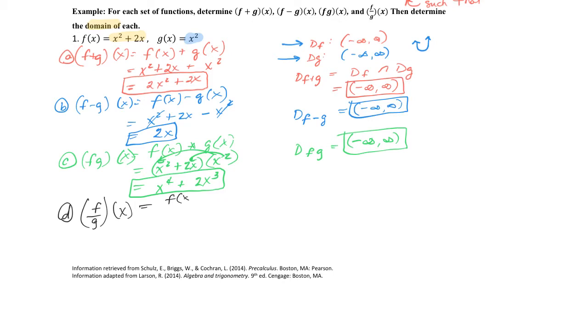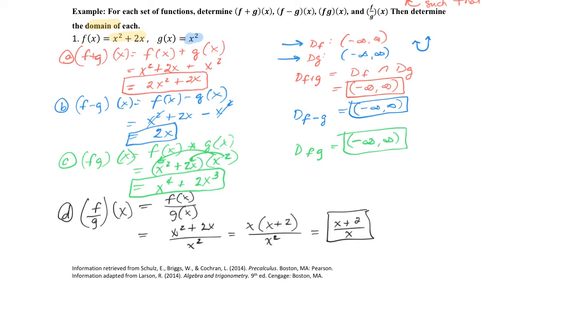So that will equal f of x divided by g of x. So again, f of x is x squared plus 2x. G of x is x squared. All right, now to simplify this, I can factor an x out of the numerator, so I'll have x times x plus 2 divided by x squared. I have an x in the numerator and an x in the denominator. I can cancel those. And then when I simplify, I will have x plus 2 divided by x. That is f divided by g of x.